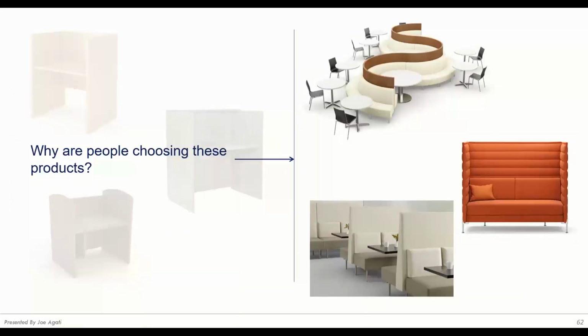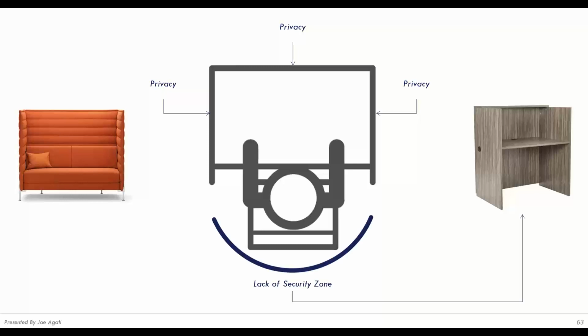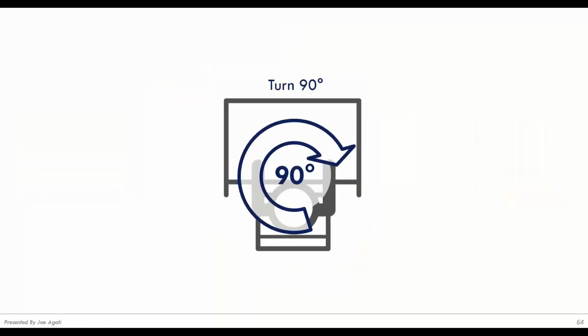So we're starting to ask ourselves, well, why these and not the carrel? Because the carrel gives you privacy. I've got my blinders on, I've got something in front of me. But what's really the difference there is the lack of a zone of security. Your back is out to the environment.